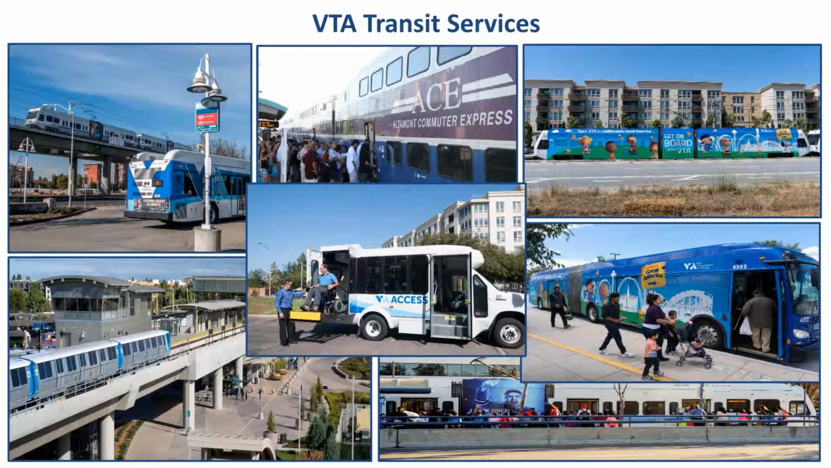So VTA is both a transit service provider as well as a congestion management agency. Some of the transit service modes include, as you can see on that slide here, bus, light rail, and paratransit. We're also in joint partnership in operating heavy commuter rail service with our peer counties here in the region. A little bit about our light rail system: we have 59 stations on 42 miles of track.